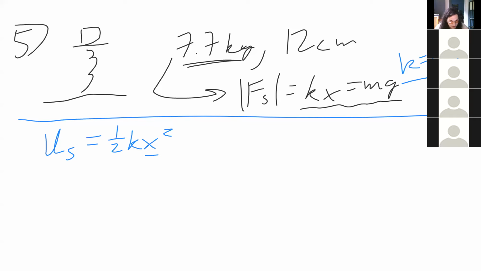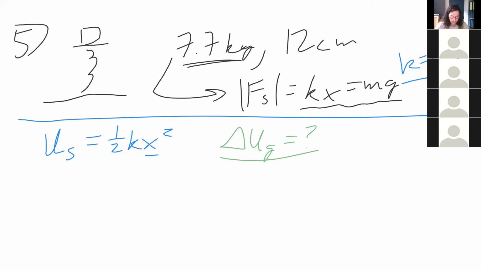The interesting part is they ask, what is the change in the gravitational potential energy? In other words, delta UG. What is the change in the gravitational potential energy when the stone moves from the release point, this additional 28 centimeters or whatever distance that you compressed it, to its maximum height?